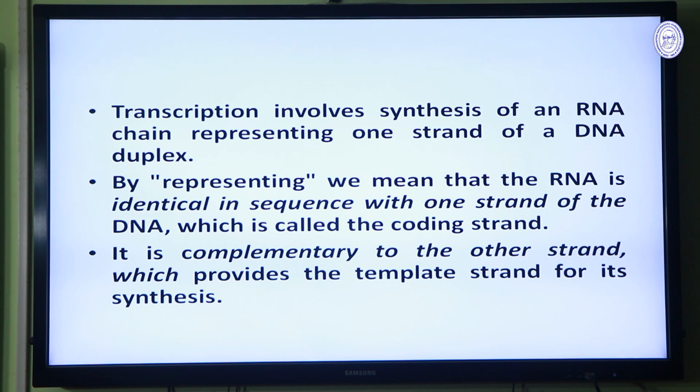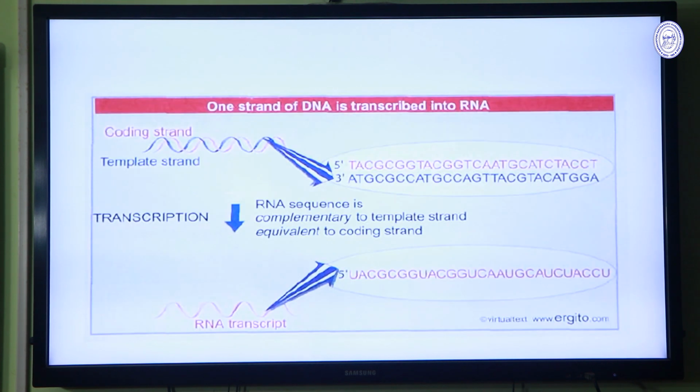So, the strand whose sequence is complementary to the newly synthesized RNA acts as the template strand, and the other strand, whose sequence is similar to the nascent RNA, is the coding strand. The coding strand only differs in sequence from the nascent RNA in that uracil is incorporated in place of thymine. So, in this diagram you can see the double stranded DNA.